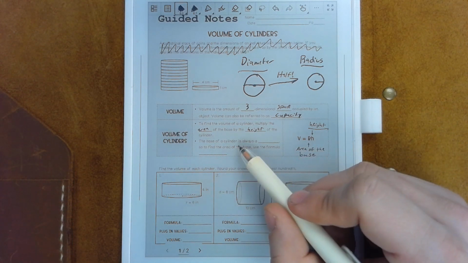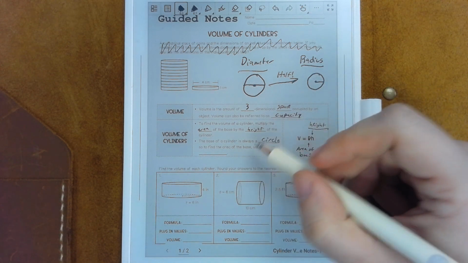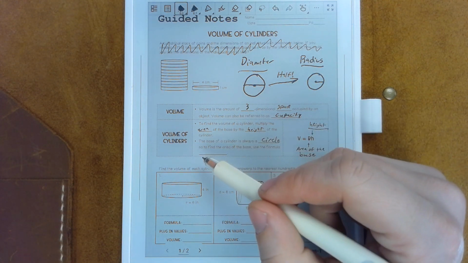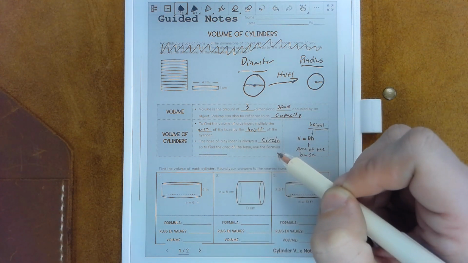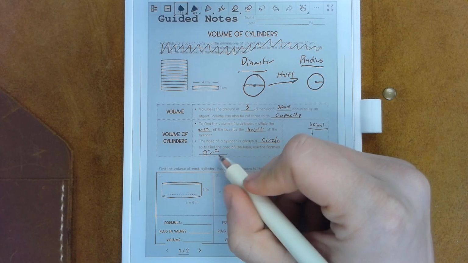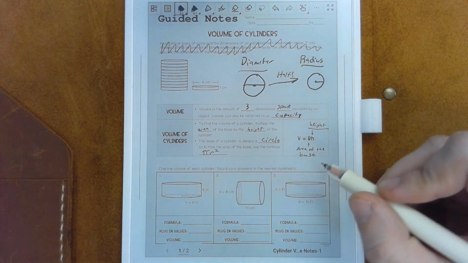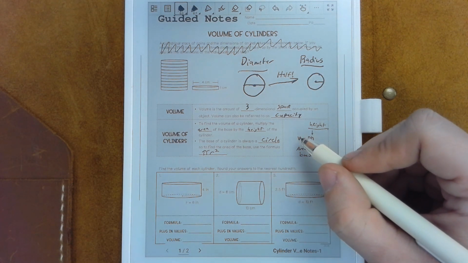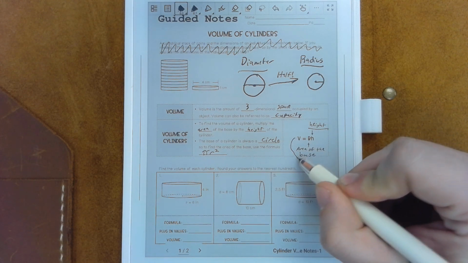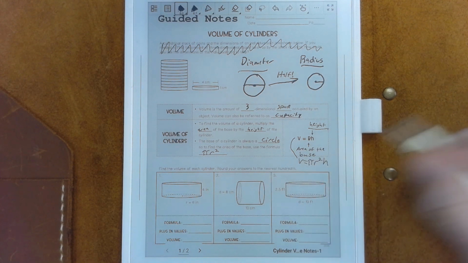Now, the base of a cylinder is always a circle. Cylinders are always made up of two circles. So to find the area of a base, we are going to have to use the formula pi r squared. This is the formula for finding the area of a circle, which is what the base of a cylinder is. So another way to look at it is that this formula could be rewritten as volume equals pi times the radius squared times the height.